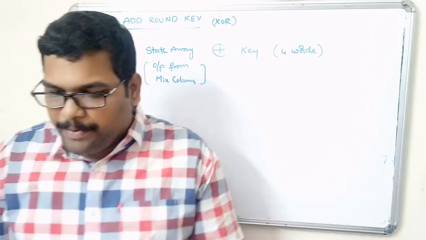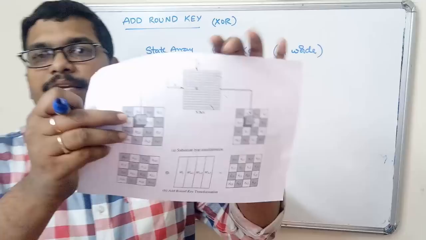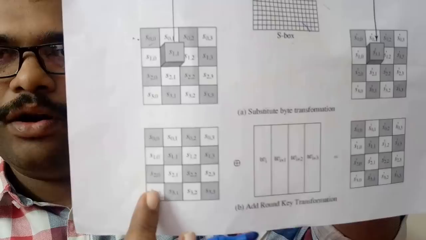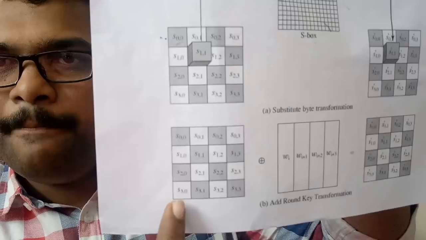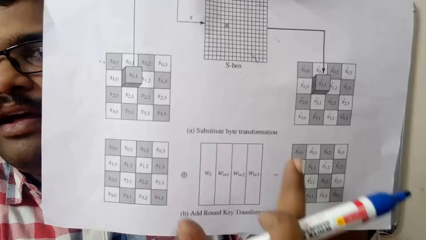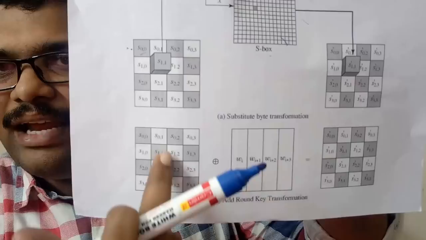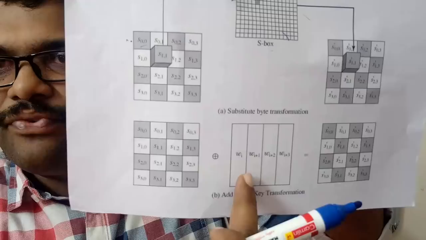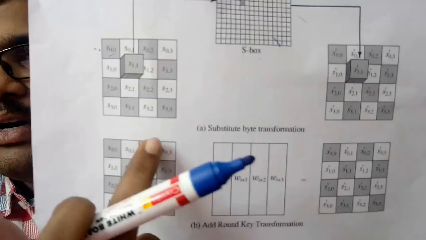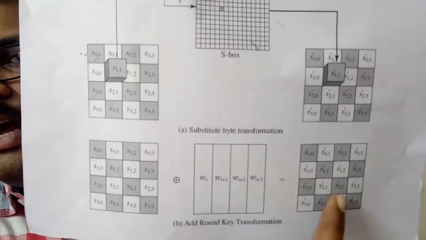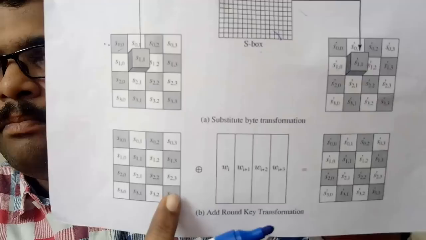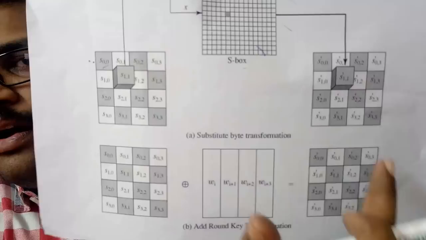So I will show that. See here, this is the state array, that means the output from mix columns. Consider this first column as one word, XOR with the first word of the key and stored in the first column of the resultant array. Consider the second column as the second word, XOR with the second word of the key and stored in the second column of the resultant array. Third column as the third word, XOR with the third word of the key and stored in the third column of the resultant array. Consider the fourth column as the fourth word, and XOR with the fourth word of the key and stored in the fourth column of the resultant array.